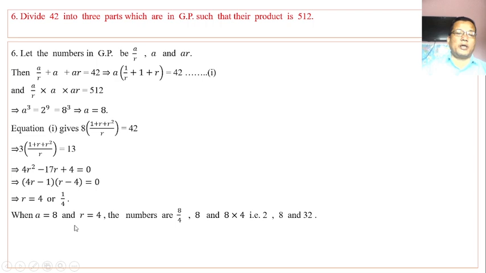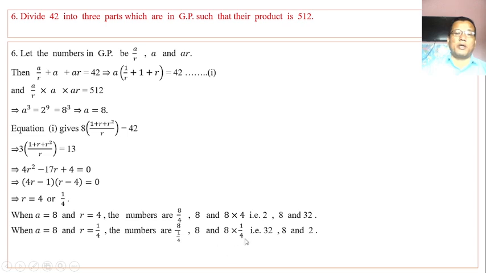When a equals 8 and r equals 4, the three numbers are 2, 8, 32. And when a equals 8 and r equals 1 by 4, the numbers simplify to 32, 8, 2 in descending order. Thus the three numbers are either 2, 8, 32 or 32, 8, 2.